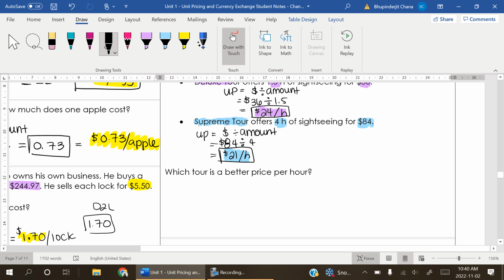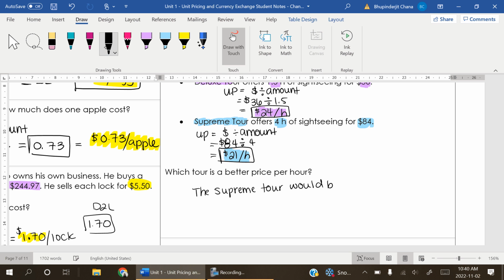So the Supreme tour is $21. So if we look at these two numbers, the Supreme tour would be a better buy. Perfect.